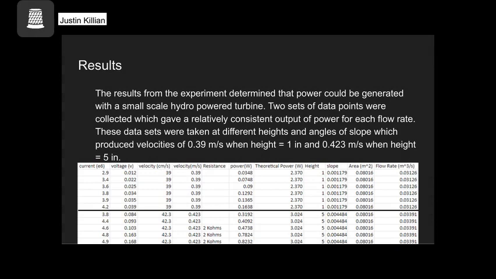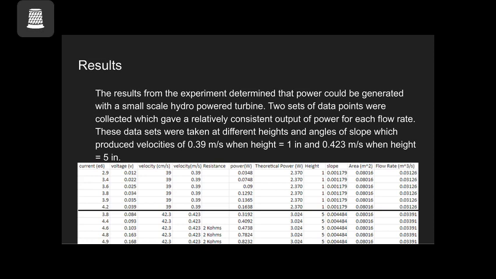The results from the experiment showed that power could be generated with a small-scale hydropower turbine. Two sets of data were collected, which gave a relatively consistent output of power for each flow rate once the turbine was spinning to a certain speed. These data sets were taken at different heights and angles of slope, which produced velocities of 0.39 meters per second when the height of the flume was at 1 inch and 0.423 meters per second when the height of the flume was at 5 inches.